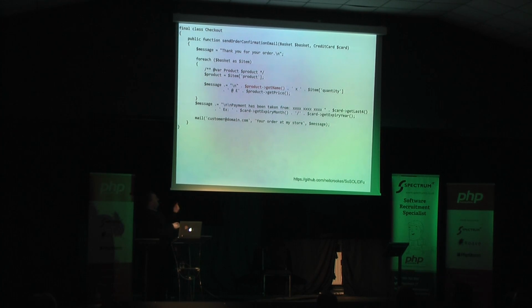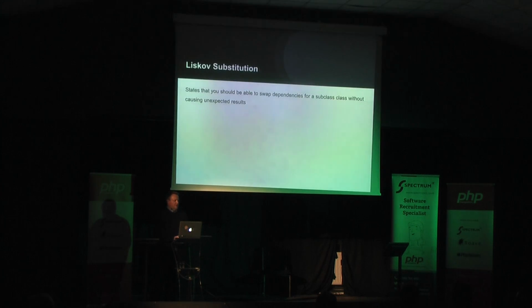So unfortunately, we can't just use our product variant subclass of our product class. The behaviour of our application is not going to work the way we want it. Our application can't support swapping out a parent class for a subtype. Because of that, it violates the Liskov substitution principle, the third in the principles we're looking at this evening. This one states that you should be able to swap dependencies for a subclass without causing unexpected results. So we can't do that.